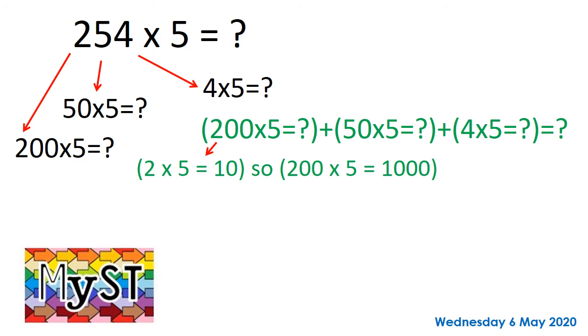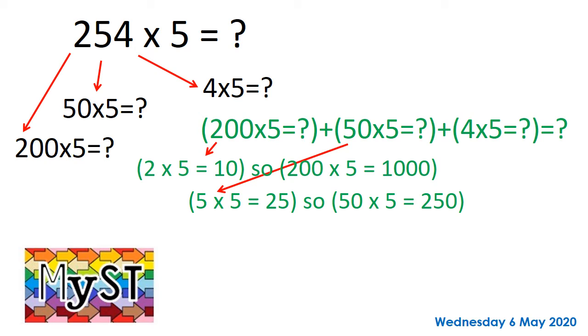But we'd use that trick, 200 times 5. Well, we know that 2 times 5 is 10 because that's in our multiplication tables. So then we can, and this is a fancy word, extrapolate. Basically, we can use that to know that 200 times 5 is 1,000 because there's more place value zeros, isn't there? Okay, that's the first one. We do the same with 50 times 5. We know 5 times 5 is 25, so 50 times 5 is 250. And then the last one, 4 times 5 is 20.